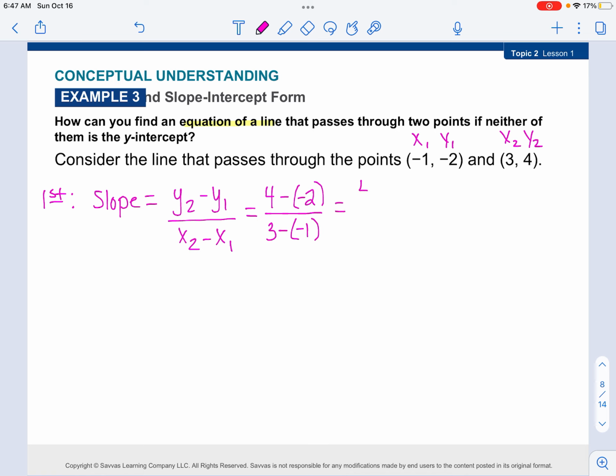I'm then going to rewrite the numerator and the denominator because I have 2 negatives sitting next to each other. I am then going to simplify. And lastly, reduce.